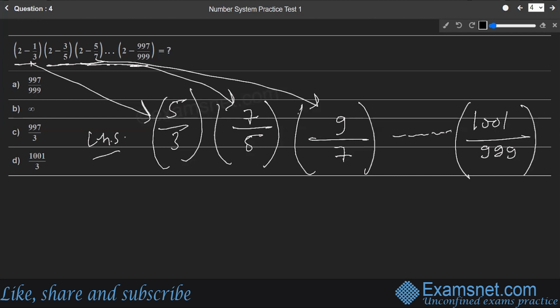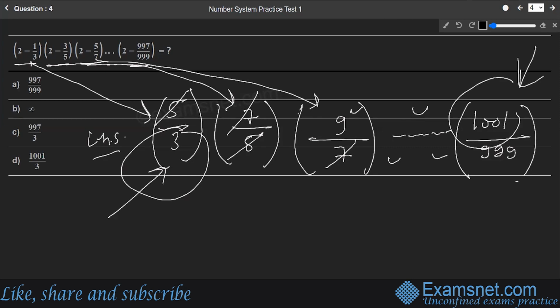See the pattern here. Obviously this 5 and 5 will get cancelled, this 7 and this 7 will get cancelled. In this way, all these numerators will be cancelled out with their corresponding next terms' denominators. Ultimately you are left with the very first denominator, 3, because that will not be cancelled out with anything, and the last numerator, 1001, because that will also not be cancelled out. So the ultimate value is 1001/3. This is the answer of this particular series. It is available in option D and becomes the right answer for us.